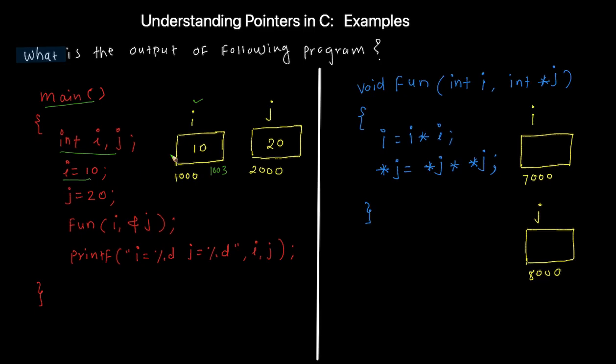So with this statement, 10 will be stored here in I. With this statement, j assigned 20, so 20 will be stored in this memory location which is named as j.